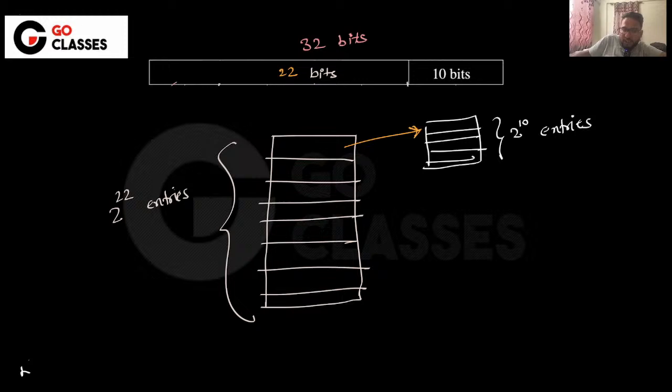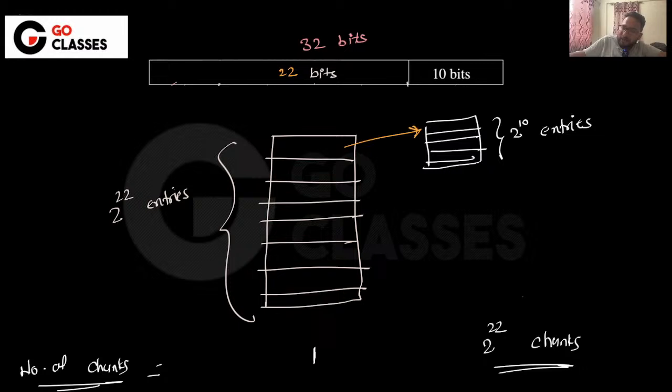Okay, number of chunks. Let's talk about the number of chunks at each level. There is just one chunk at this level, it is the outermost. This chunk will have 2 power 22 entries. The next level will have 2 power 22 chunks, which means each chunk has 2 power 10 entries, and there are such 2 power 22 chunks, or if you want you can call them pages, right?